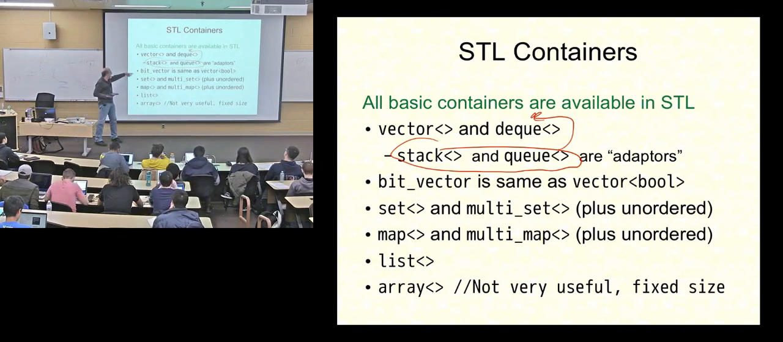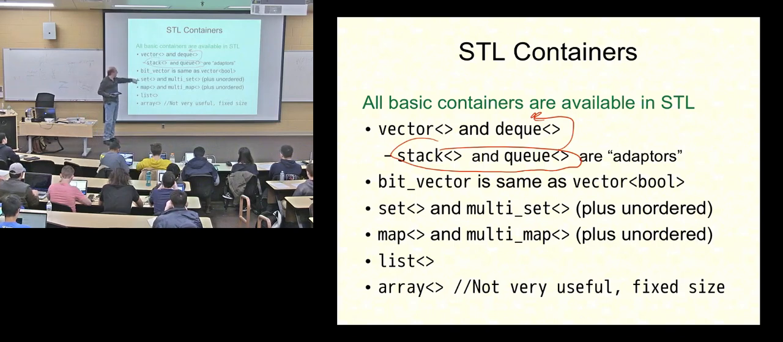Another container type is bit vector, or vector of bool. Bit vector is just a specialization, another name for vector of bool. It turns out when you tell the STL to create a vector of bool, it doesn't use 1 byte per Boolean, it uses 1 bit per Boolean and compresses them.